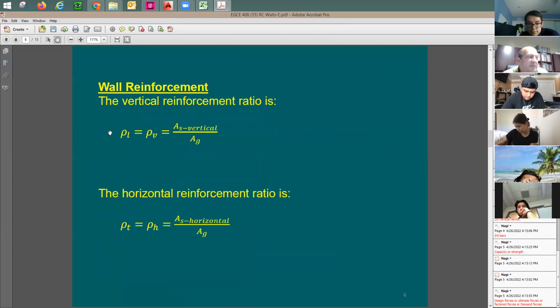And let me try to see what it means by this vertical reinforcement ratio, rho sub L. L stands for longitudinal. But instead, I'm going to call it here rho V. The code doesn't say rho V. The code just says rho sub L, longitudinal rebars, and it calls for rho T, transverse. I prefer to call it rho V and H. It's just simpler for me.